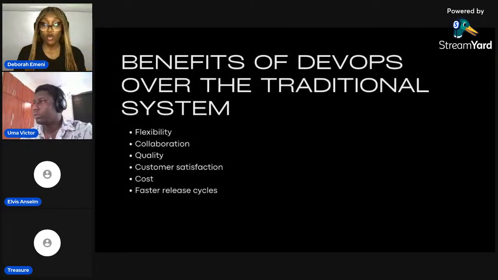You can always go back to the testing stage. So once you've deployed the application using DevOps, you can always go back to test the application, right? But with the traditional software development lifecycle, you can't do that.